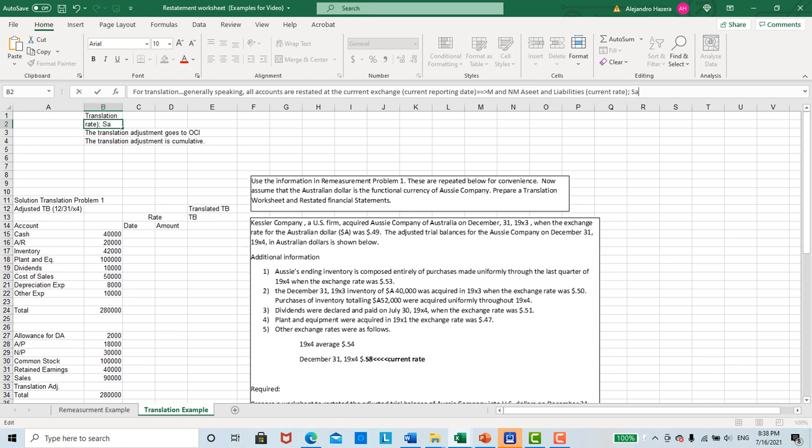Sales and expenses: since they are incurred, let's assume, evenly throughout the year, you're going to use the average rate for the current year. It's still a type of current rate, but I'm going to say average rate for the year. And then finally, one exception to using some form of current rate in translation are equity items. For equity items, which includes common stock and retained earnings, you're going to use the historical rate.